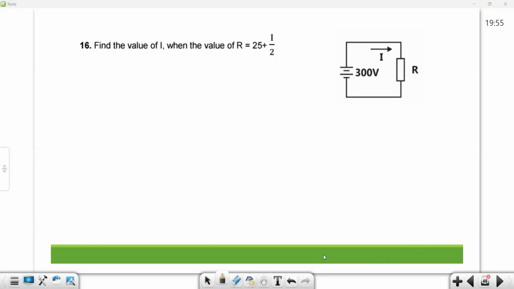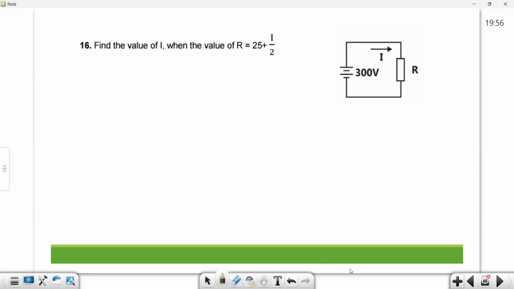Lavanya, once again, which one? Ohm's law or temperature coefficient of resistance problem? Okay. I'll tell you the problem.